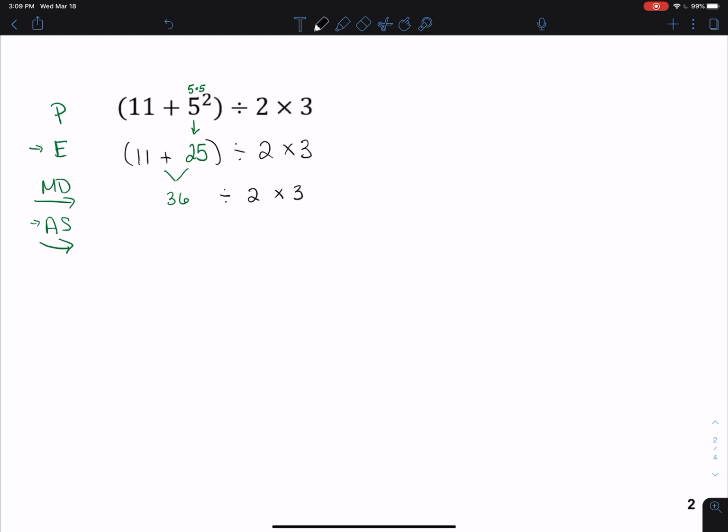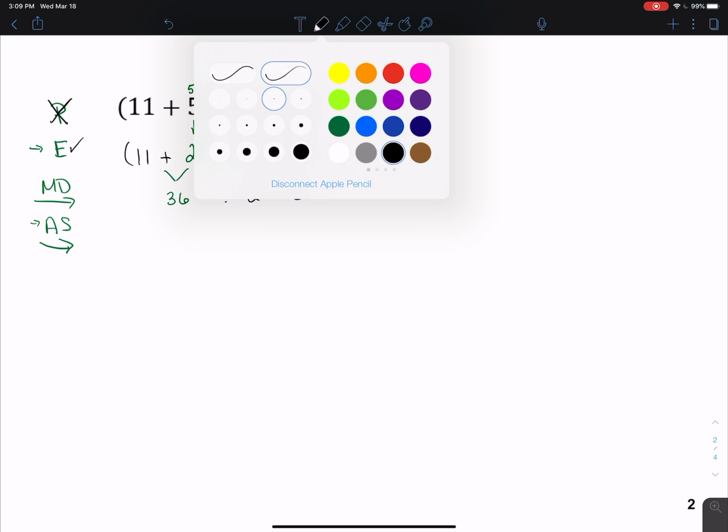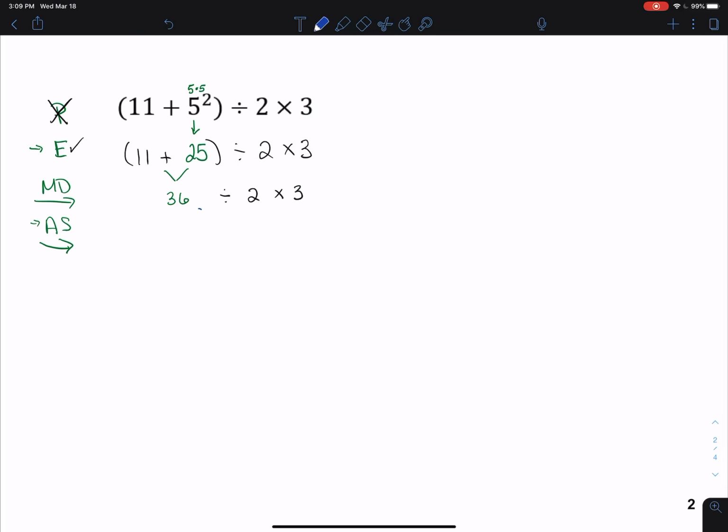Now I need to keep going. I finished my parentheses step. Up next is exponents. I already dealt with the exponents in the problem. Now I have multiplication and division, and I need to go left to right in the problem. So in the problem, division happens first.